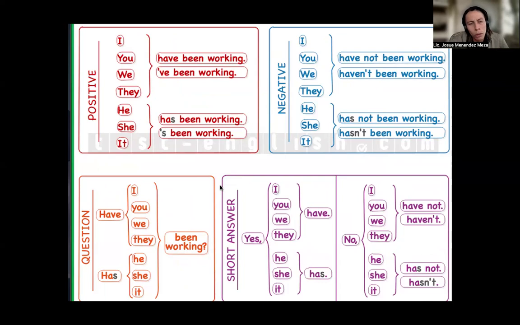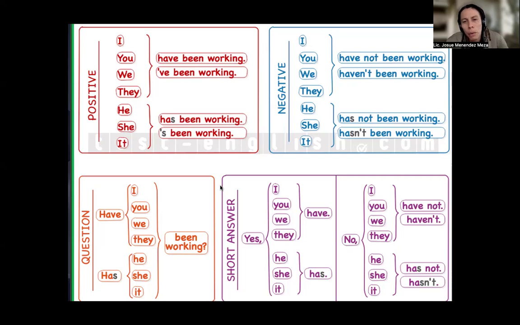So you know you are using have or has depending on the third person or not. But in this case, we have to add been plus the verb with ing. For this example, I have been working, or I've been working, the contraction. We have to pay attention when we use have or has depending on the person. She has been working, or she's been working, in the case of contraction.